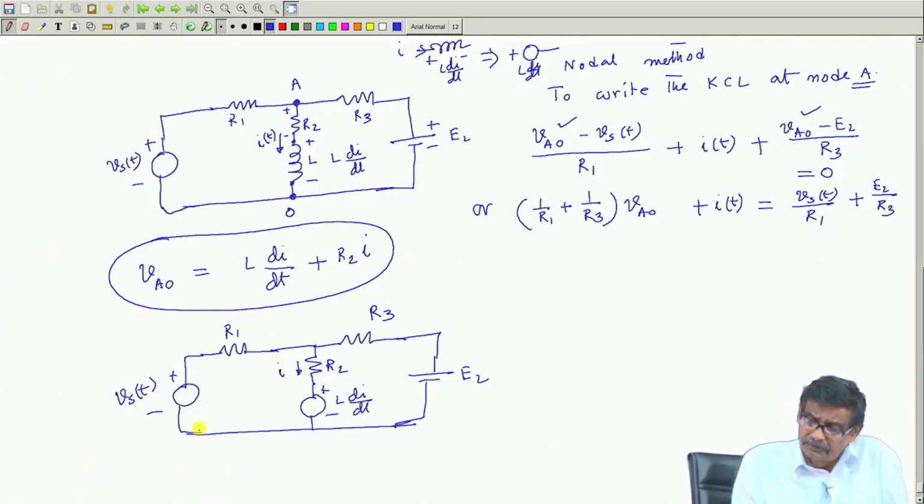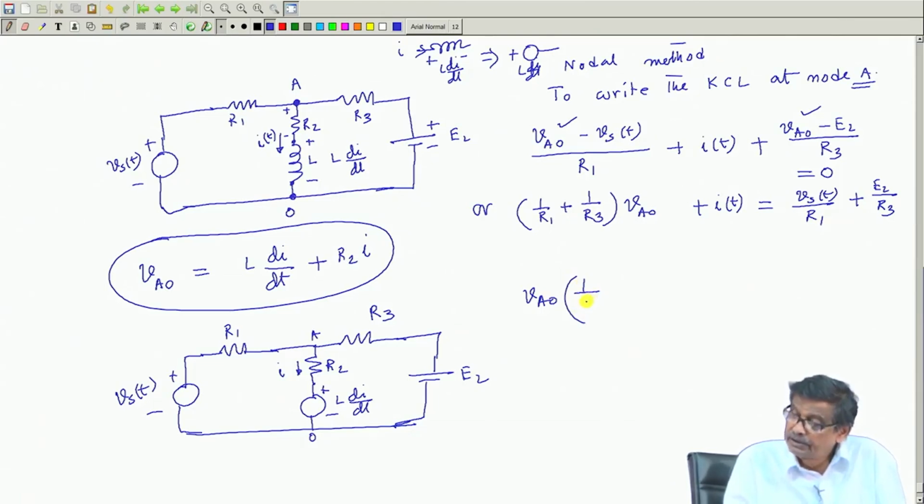Therefore, the rules that we have learned earlier can be straight away applied. Why? Because this way I will say that the coefficient of VAO will be the sum of all the reciprocals: 1 by R1 plus 1 by R2 plus 1 by R3. This will be the coefficient of VAO.